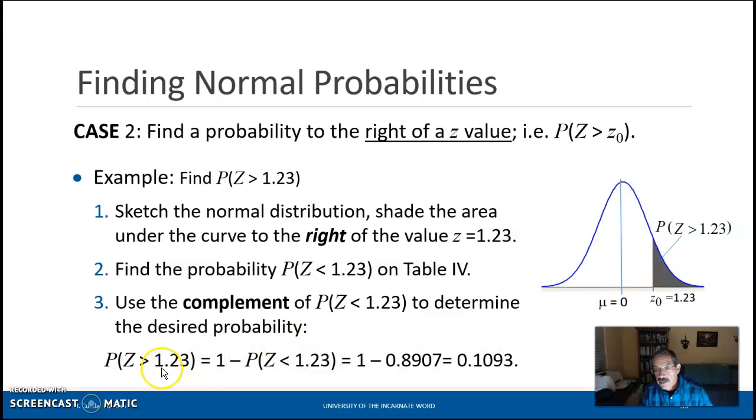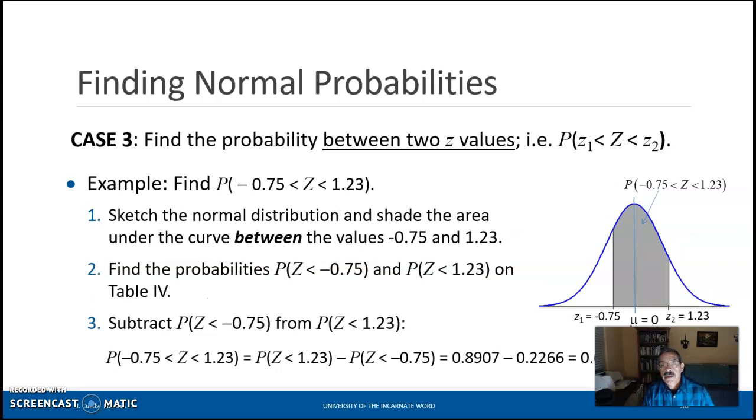So the probability that the z value is bigger than 1.23 is 1 minus the probability that z is less than 1.23, or 0.1093. So whenever you are looking for probabilities to the right of the z value, we rely on the complement rule to find the probability to the right by calculating the probability to the left. All right, so that's the second case where they're asking us for probabilities to the right of some value.